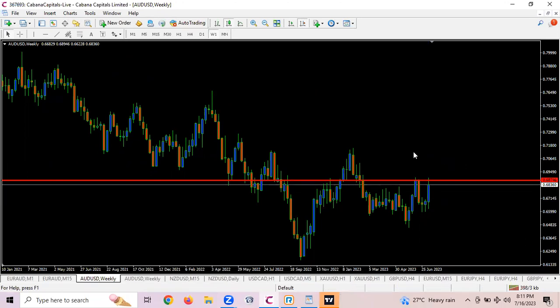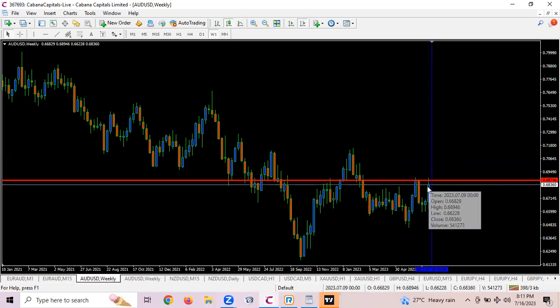Okay, so after looking at the weekly time frame, we need to go down to the next lower time frame, which is the daily time frame. If we go down to daily time frame and we have an established resistance on the daily time frame, there's a high probability that price will drop. AUD USD will sell, will be bearish this week.